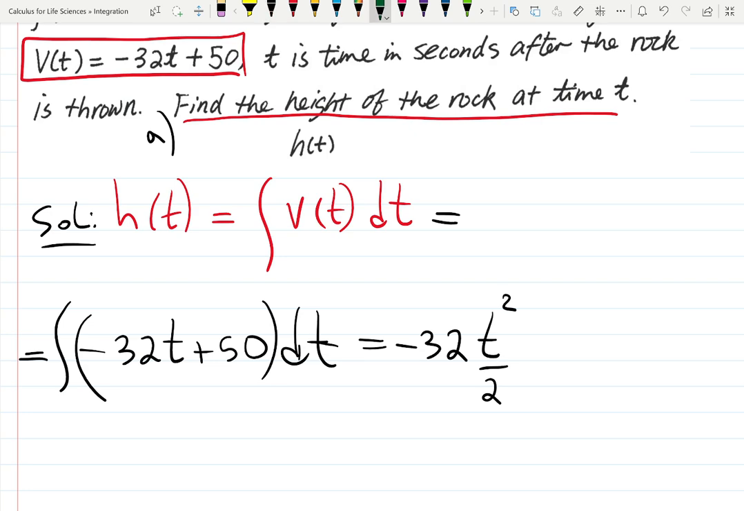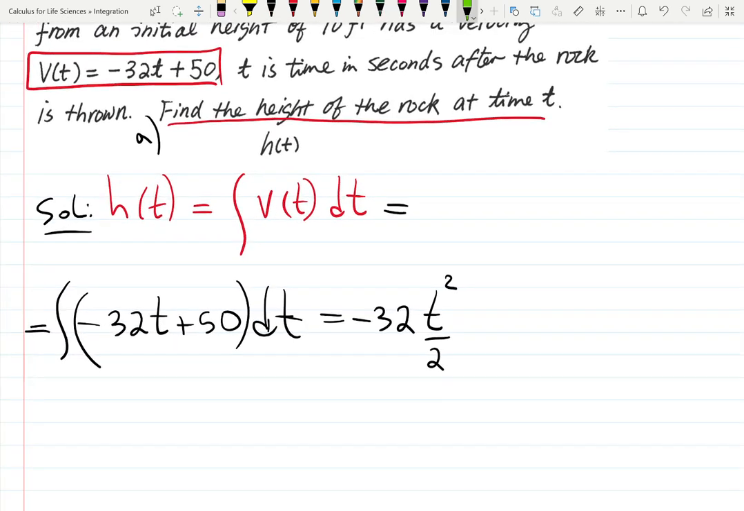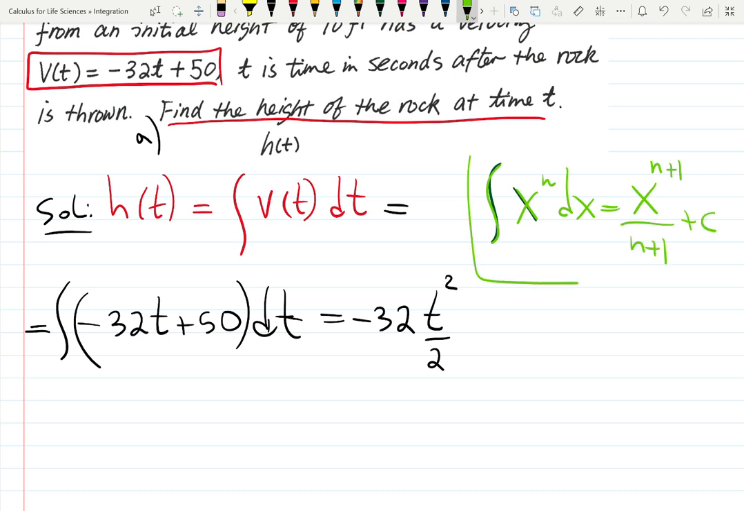Let's review the formula. If you don't remember the formula, I write it down. Integral of x to the n dx. When you differentiate, the power goes down, decreasing by 1. But when you integrate, you undo that. So you will add 1 and divide by whatever you got. So from t, it became t squared over 2.